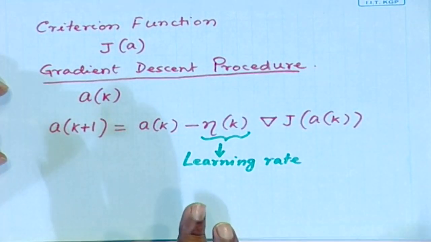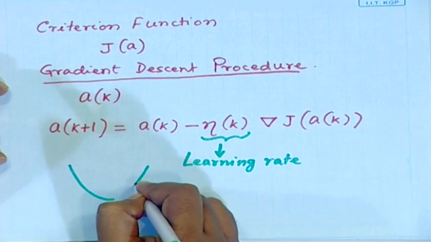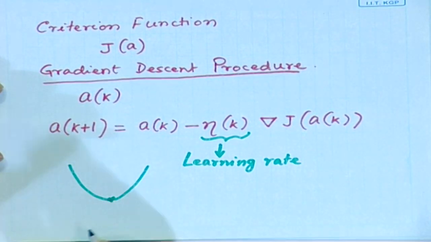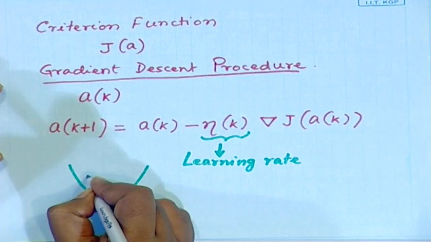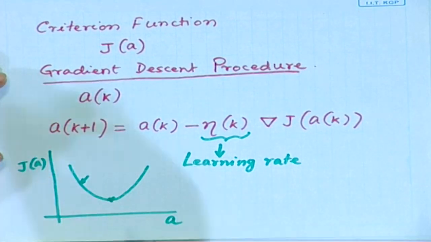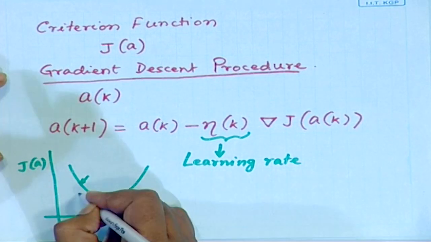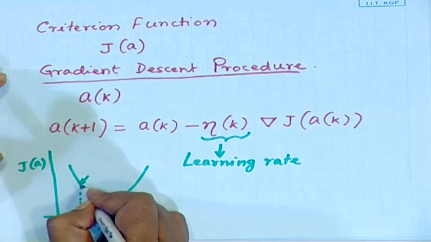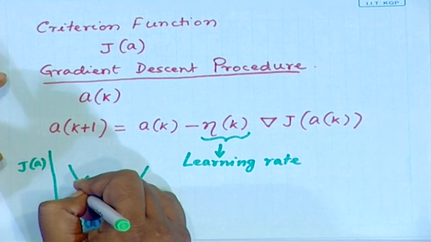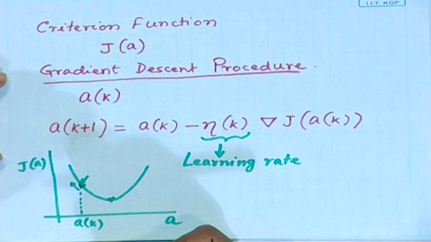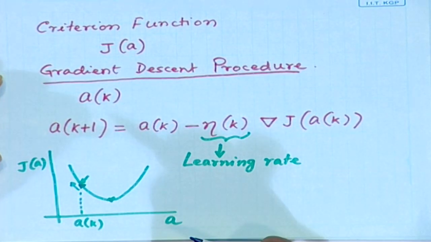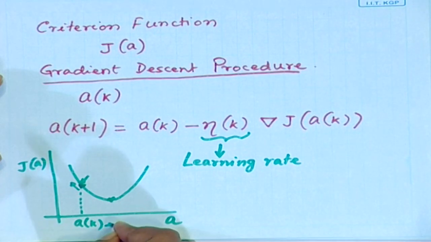So, what does this procedure mean? Suppose I have a criteria function, something like this. This is the point where it is minimum. Suppose in the kth instant, whatever value of A_k I have, the criteria function is somewhere over here. This is J(A) with respect to A. So, at the kth iteration, suppose this is my A_k and the value of the criteria function is J(A_k). If I take the gradient, the gradient will increase in this particular direction. So, what I am doing is moving A_k in a direction which is negative to the gradient. That means, I am moving A_k in this particular direction.